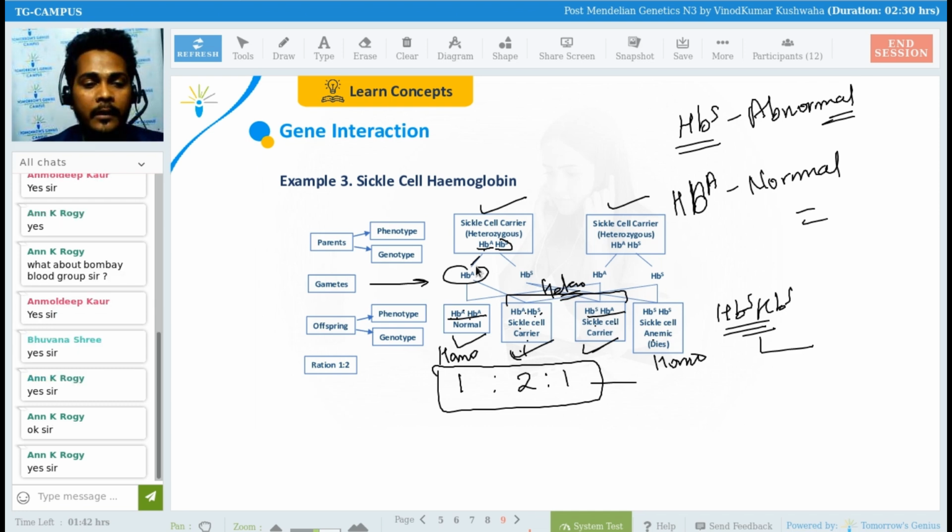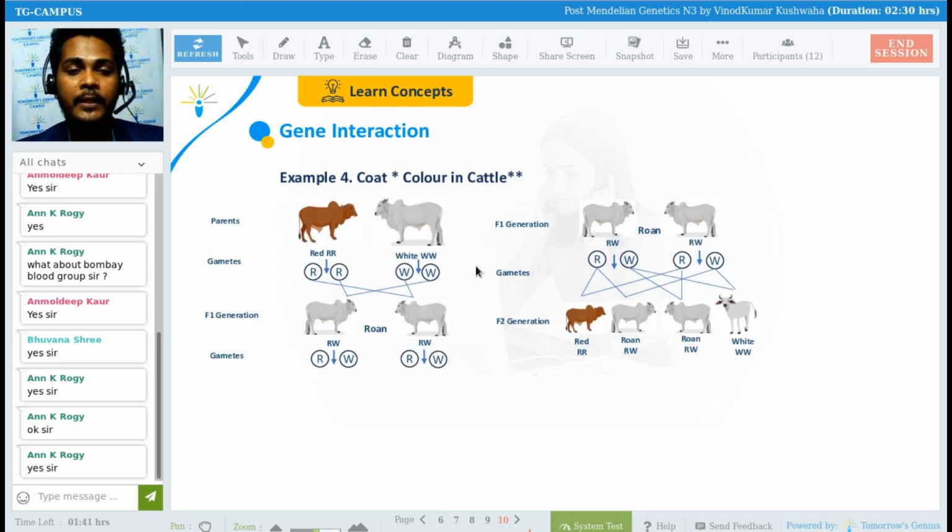So this is another example related to codominance. So this is a third example. We studied a total of 3 examples. Now there is one more example related to the coat color in cattle. This is also an example of what? Codominance. So you have to remember that example because that example is very important. So let's try to understand this codominance.